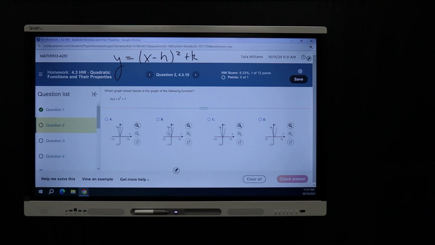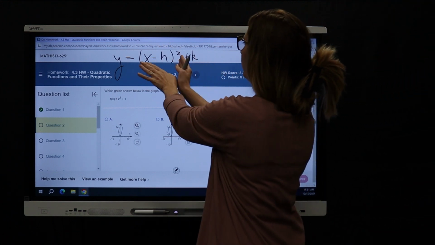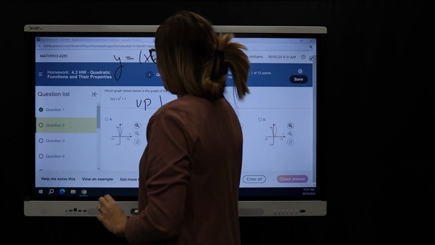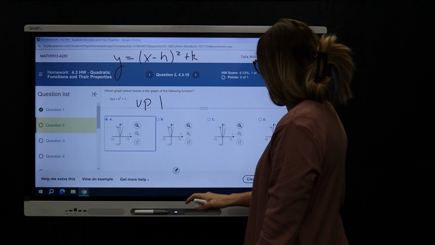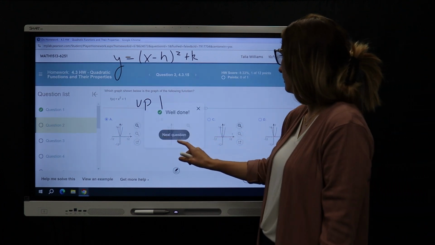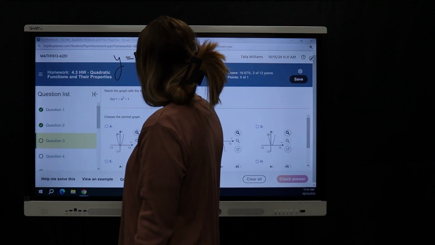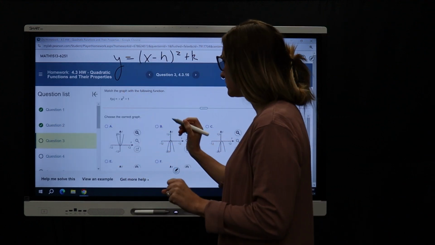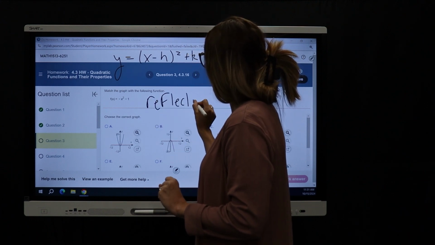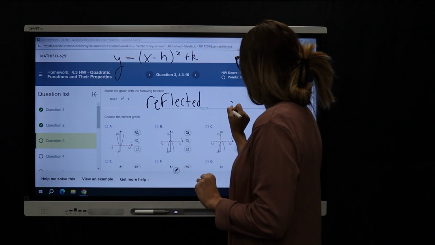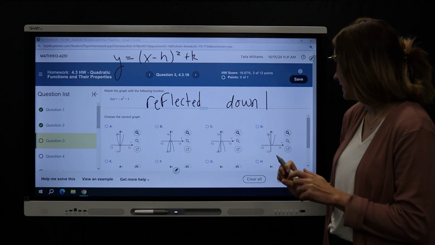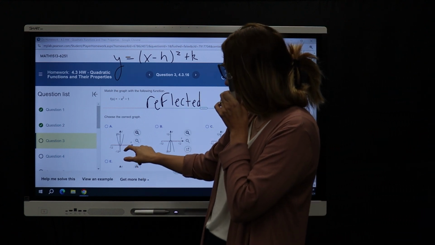So here we have x squared plus 1. We don't have anything in the parentheses with our x, so this is just representing up 1. And then that one's left, down, and right. Here we have negative x squared subtract 1, so this is going to be reflected. And then that subtract 1 is down 1. So we're looking for the one that's upside down and down 1. This one is just down 1.